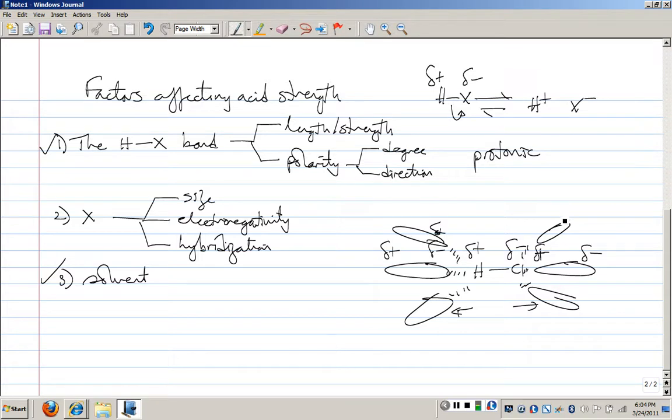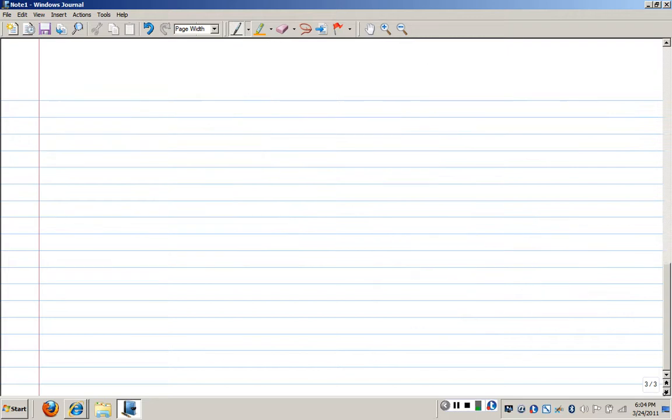I want the polarity to be such that the H is delta plus, and the more delta plus the H is, the more acidic is the compound, by and large. We did make the point yesterday as well that you have to be careful when you compare hydrides.